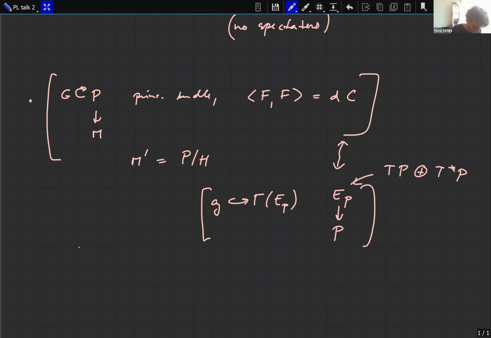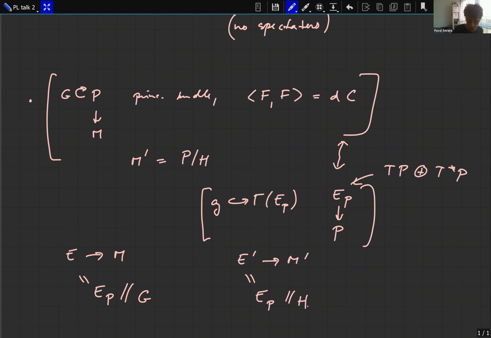And then this E, which is over M, is the reduction of E_P by this action of G. And also that E prime, which is over M prime, is the reduction of E_P by H, but it's only for people who know what Courant algebroid reduction is, which I will not tell you. Is it okay? Anton doesn't respond. Yeah, it's okay.